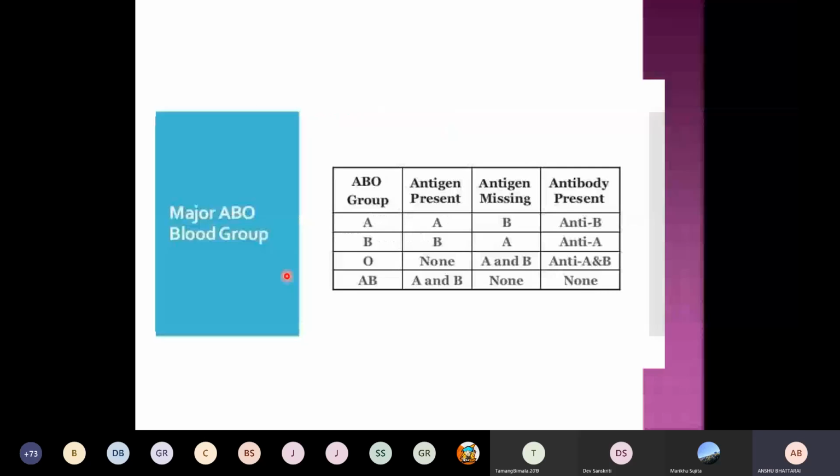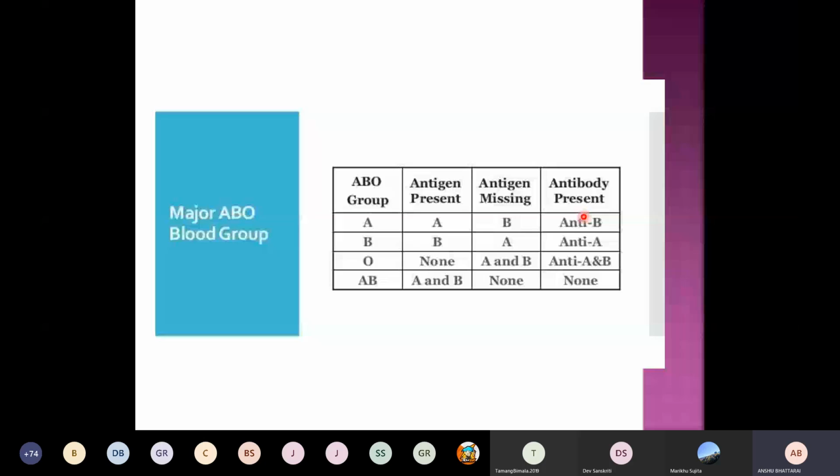Now, what are the major ABO blood groups? One is A, B, O, and AB. These are the major ABO groups. When a person has blood group A, then he will have A antigen on the surface of his RBC, and he won't have B antigen, obviously. The antibody that is present in plasma is anti-B antibody.